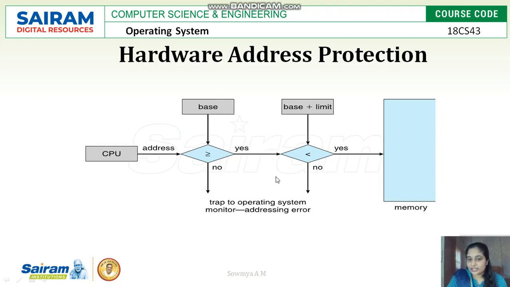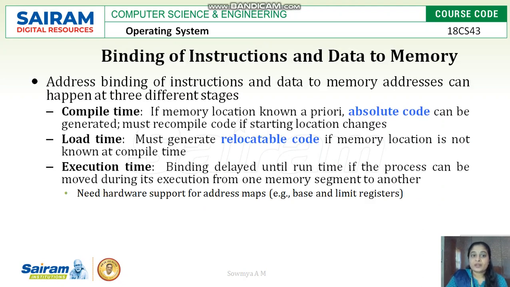If either condition fails, that is, the address provided is lesser than the base, or it is greater than the base plus limit, then a trap is generated by the operating system to indicate an addressing error. Binding the instructions and data to memory means you have to know when the address is bound to the instructions and how it is accessed by the data memory.